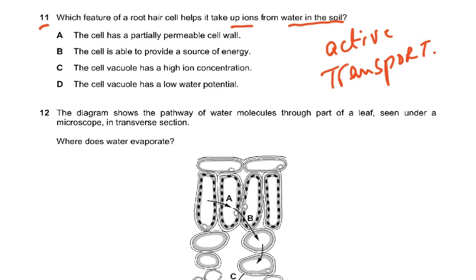The cell is able to provide a source of energy. Why do we need energy? We need energy for active transport. So that is why the answer to this was B. But then of course, why is C wrong? The cell vacuole has a high ion concentration. That doesn't help in anything. If it has a high ion concentration, then ions will have to be taken in against the concentration gradient. But it didn't say that. It said which feature of a root hair cell helps to take up ions from the water in the soil. The cell vacuole has a low water potential.